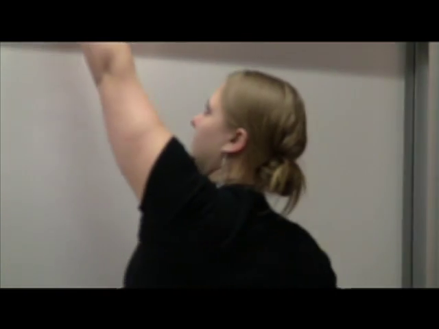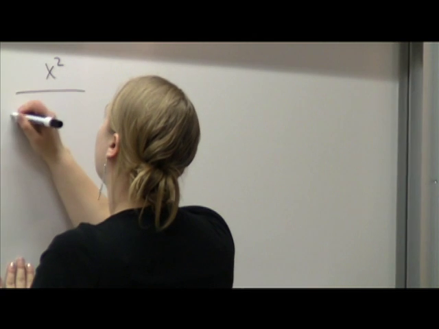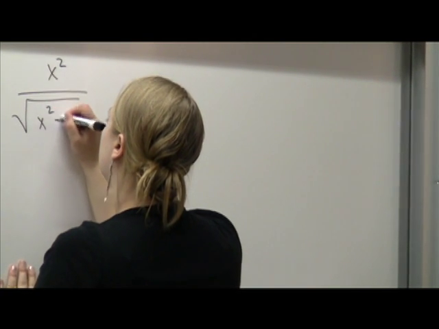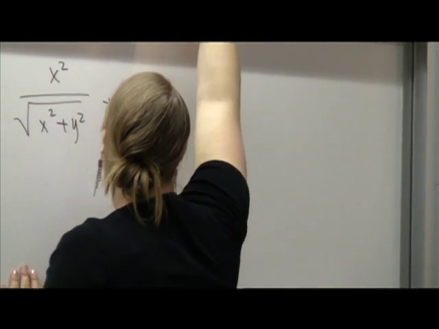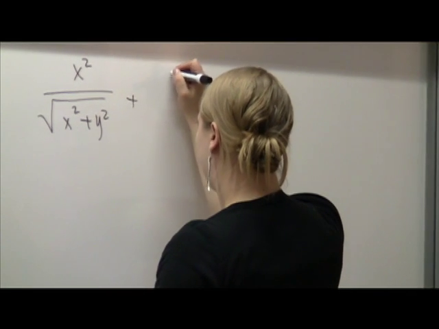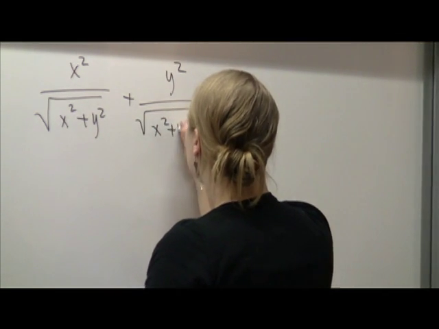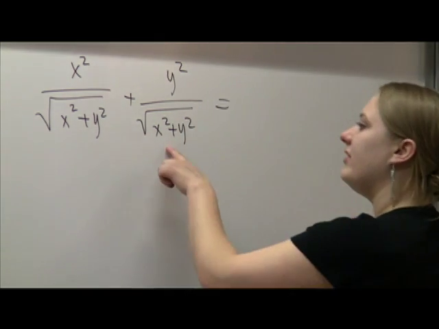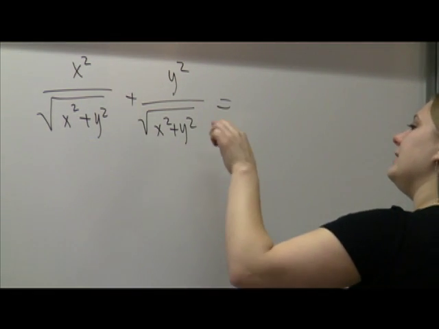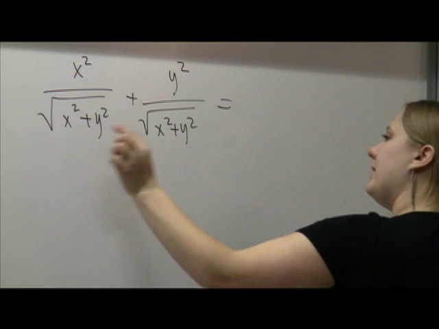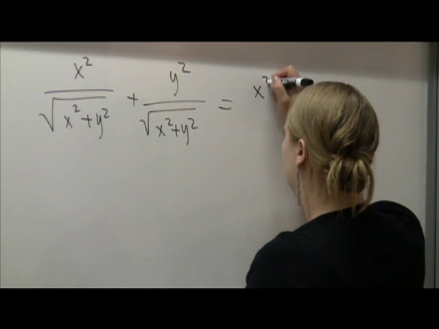Okay, you with me so far? Okay, x times x is x squared. Y times y is y squared. Okay, they have the same denominator, the exact same denominator. So we can add them. Combine it.